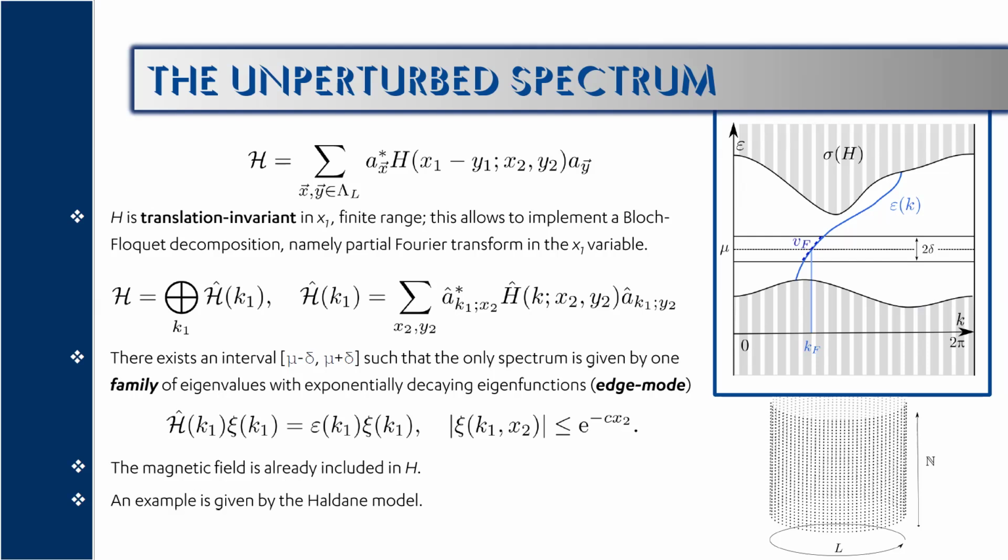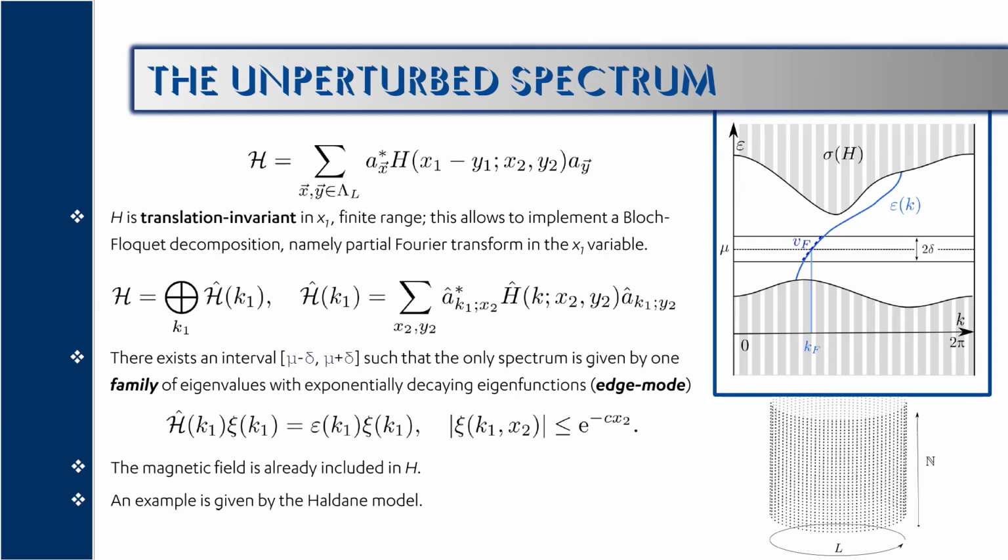And we suppose the following: that we fix our value mu of the energy, or chemical potential, in such a way that in a whole interval, mu minus delta, mu plus delta, so this interval here, the only spectrum of the Hamiltonian is given by eigenvectors which are exponentially localized near the edge.